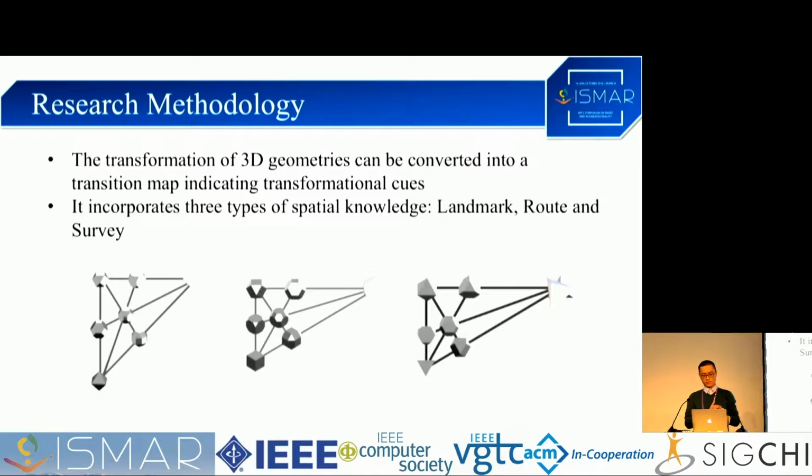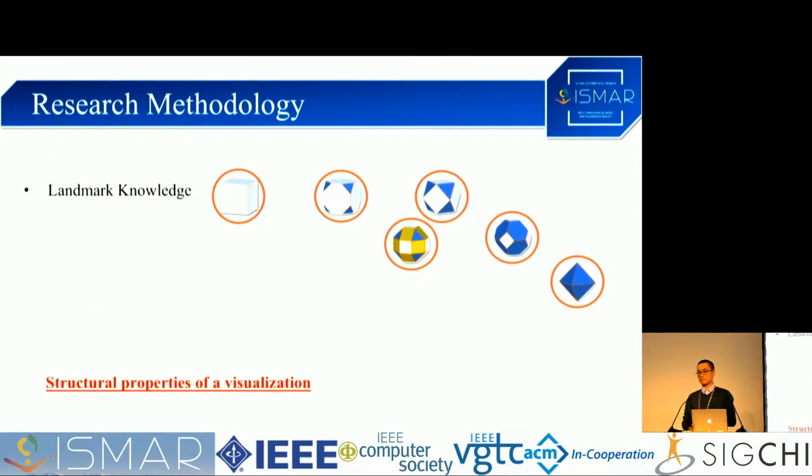And another thing about 3D geometry is that the morphing of 3D solids can be considered as spatially distributed. Based on previous research, the transformations of 3D solids can be converted into a sort of map. Different stages of the transformations are visualized on the map, and those stages can be connected by lines, indicating a possible transition. By converting those transformations onto a map, we can have three types of basic knowledge on 3D geometries.